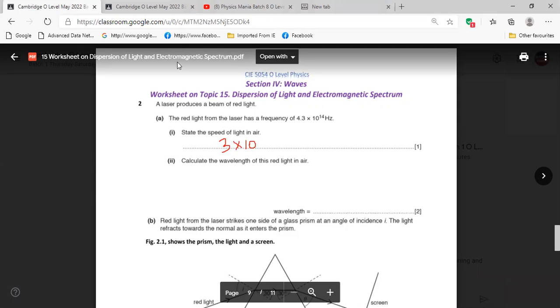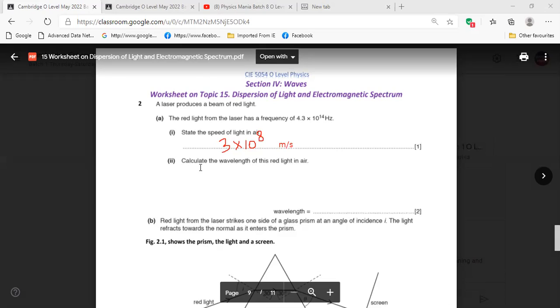Hello? This problem of touchpad. Now let's go. Yeah. 3 into 10 to the power 8, then meter per second. Okay. Now you know this value. You can calculate the wavelength, right?